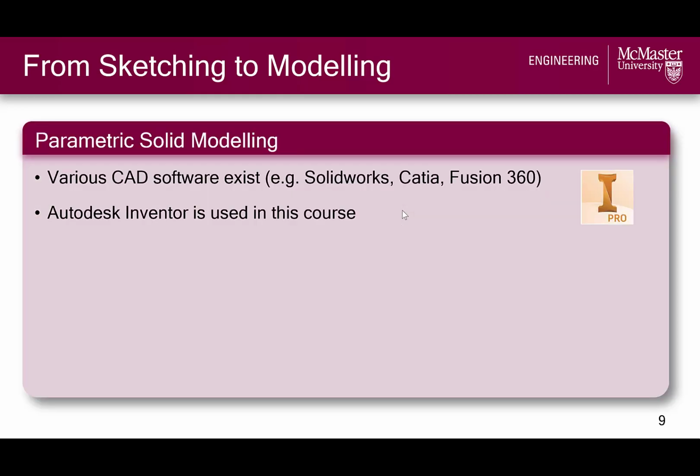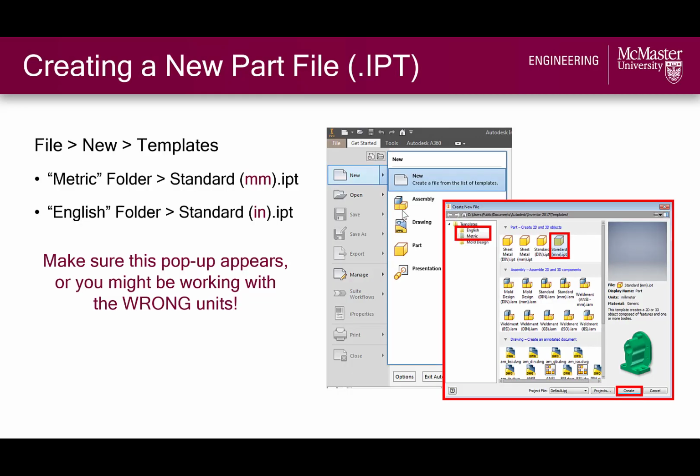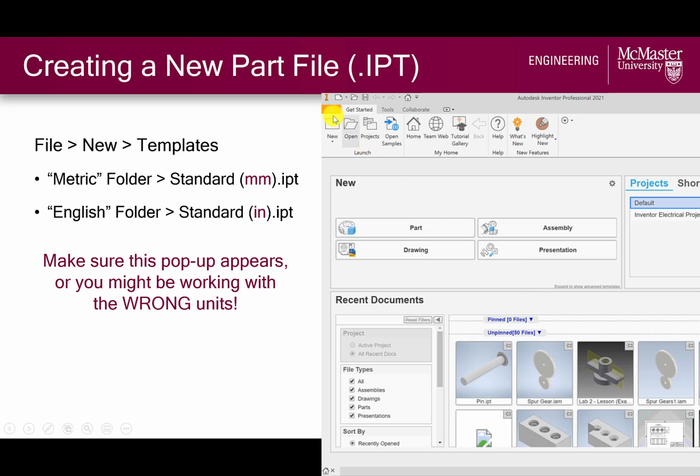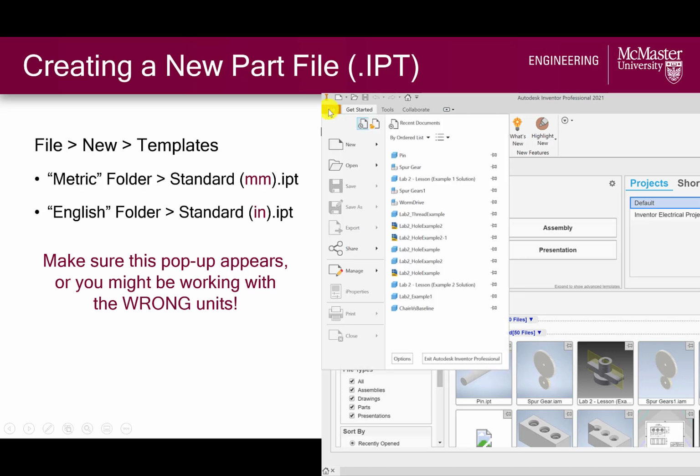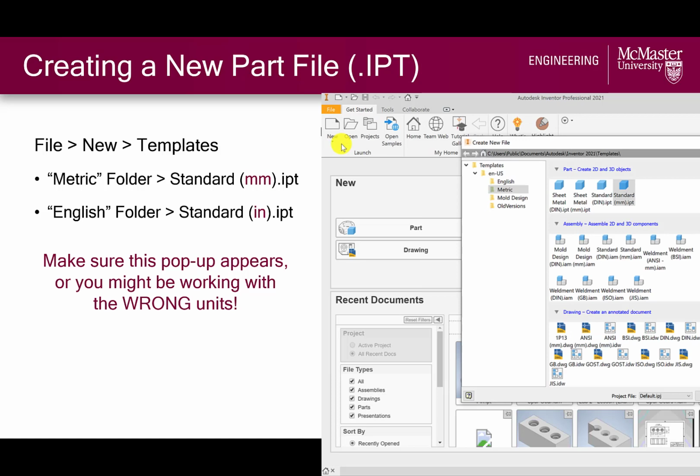Now, parametric solid modeling has been implemented in a variety of CAD software, including SolidWorks, CATIA, Fusion 360, but for this course, we'll be using Autodesk Inventor, so let's dive right in. When you first launch Autodesk Inventor, the first thing that you'll want to do is create a new part, which is file type IPT. Different template part files exist for different measurement systems. To access these templates, make sure you navigate to File in the top left of the toolbar and select New to bring up a window to create a new file from Template.